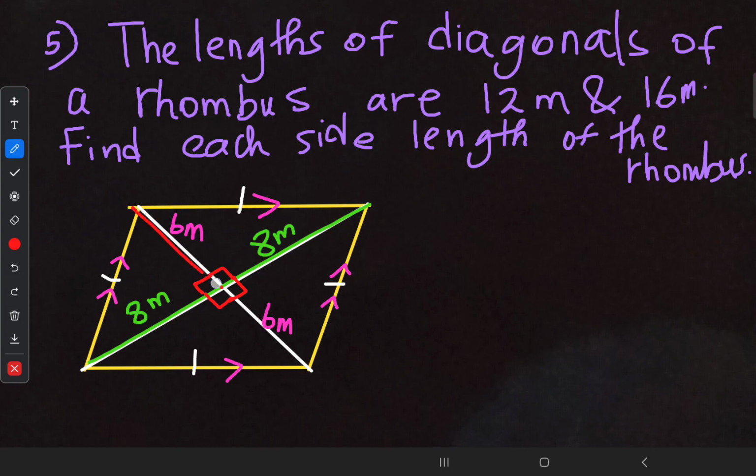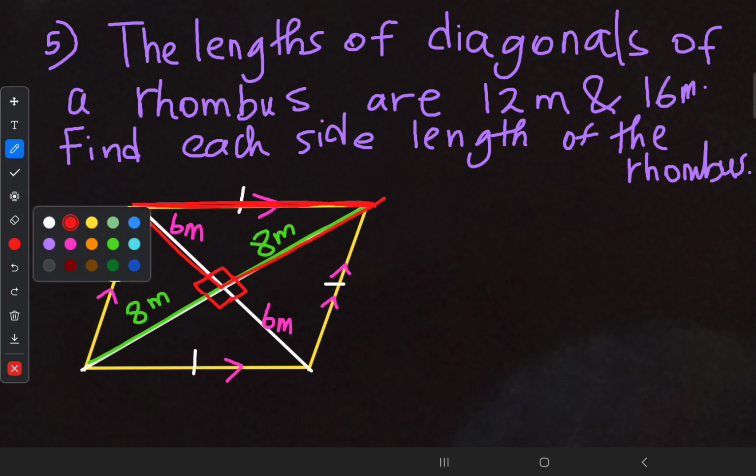So here you can see there are four right angles and there are four right triangles too. We can use the Pythagoras theorem in any one of these triangles to find the side length of this rhombus. That's all for this question.